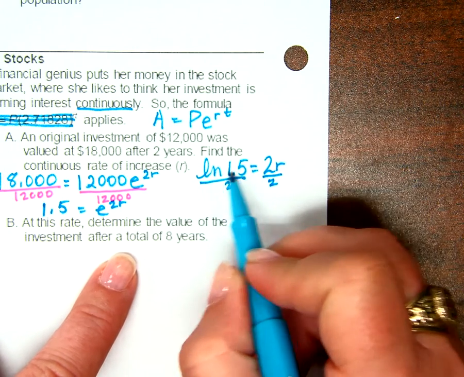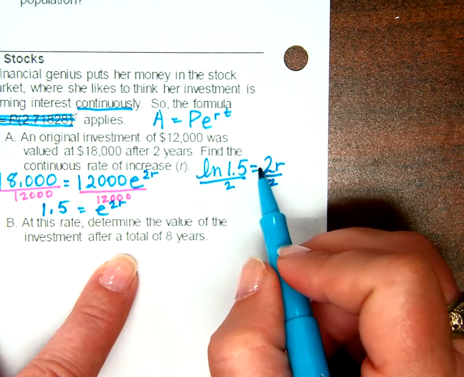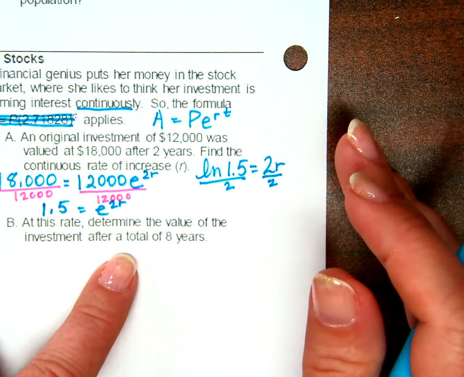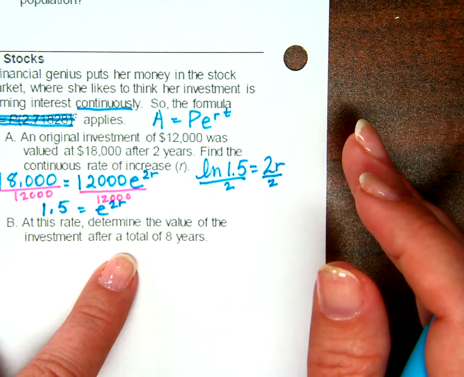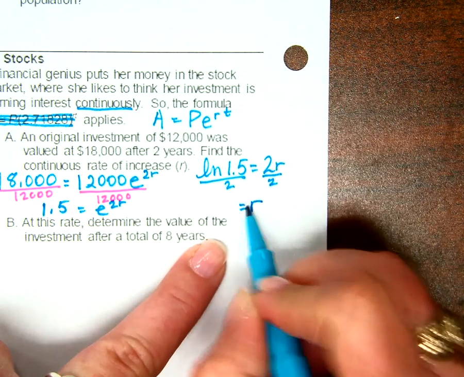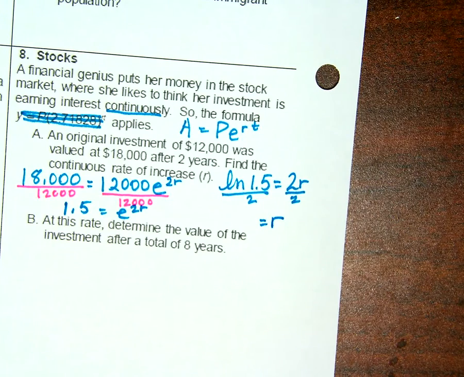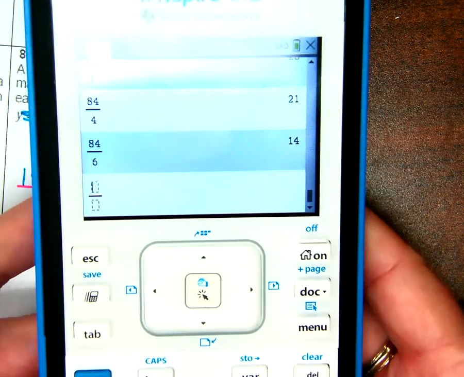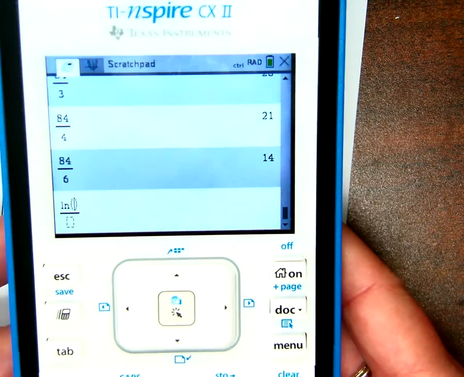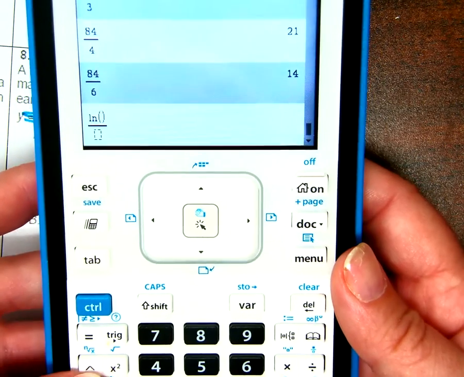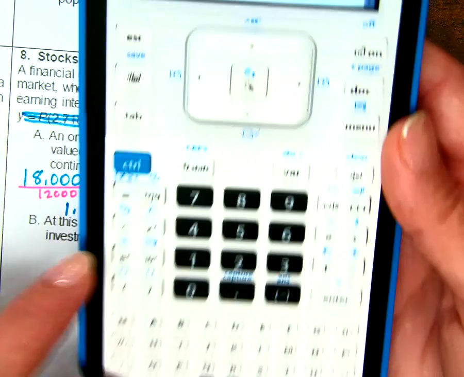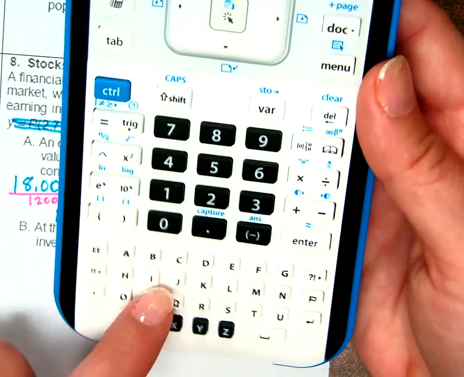Remember, we're not going to find a decimal equivalent of natural log of 1.5, because we don't want to worry about rounding too early. So r is going to equal natural log of 1.5, enter, divided by 2. Or we could start with a fraction that is natural log. Oh, and just in case you didn't know, there's a natural log button right here. You don't have to press ln.